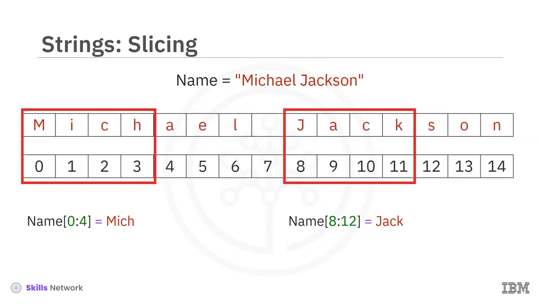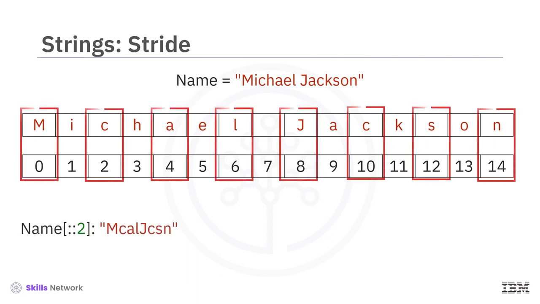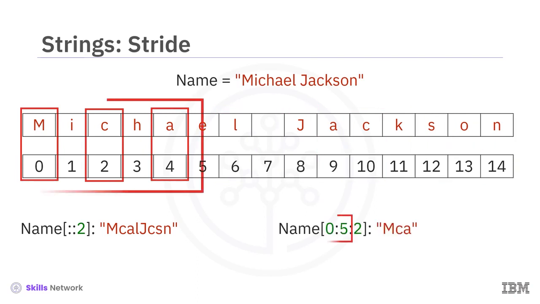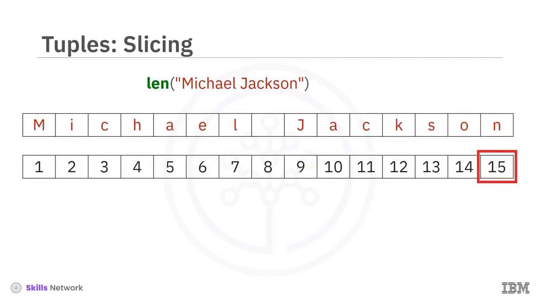We can treat the string as a sequence and perform sequence operations. We can also input a stride value as follows. The 2 indicates we select every second variable. We can also incorporate slicing. In this case, we return every second value up to index 4. We can use the len command to obtain the length of the string. As there are 15 elements, the result is 15.